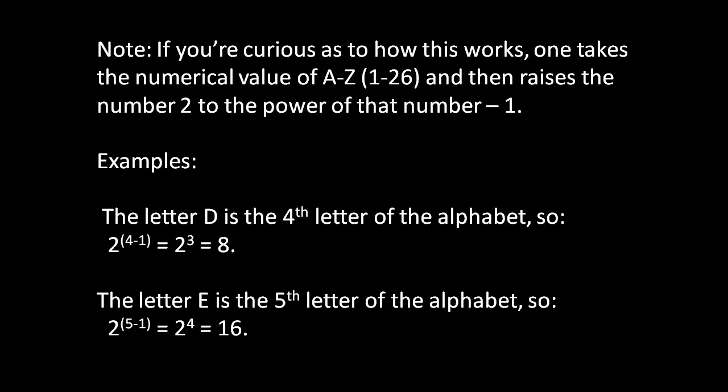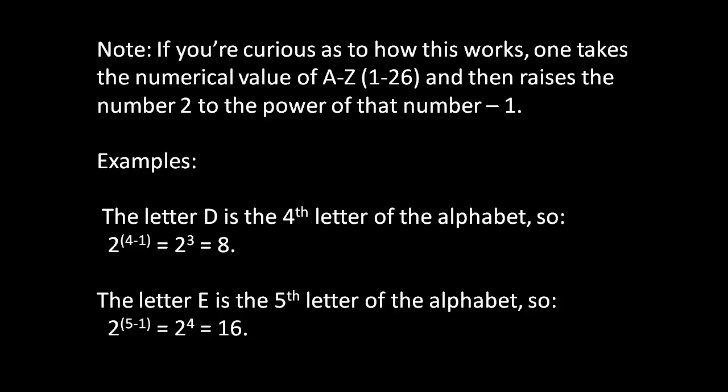If you're curious as to how this works, one takes the numerical value of A through Z, that is 1 through 26 in a 26-character alphabet, and then raises the number 2 to the power of that number minus 1. Examples. The letter D is the 4th letter of the alphabet, right? So it would be 2 to the power of (4 minus 1) in parentheses to change the precedence, which is 2 to the power of 3, which would be 8, hence the value 8.